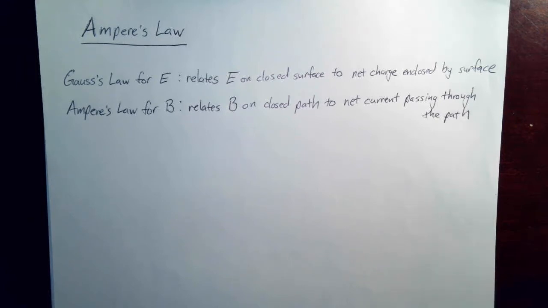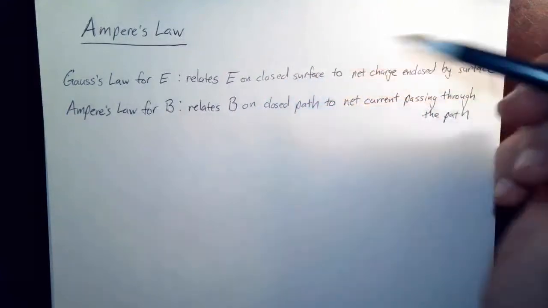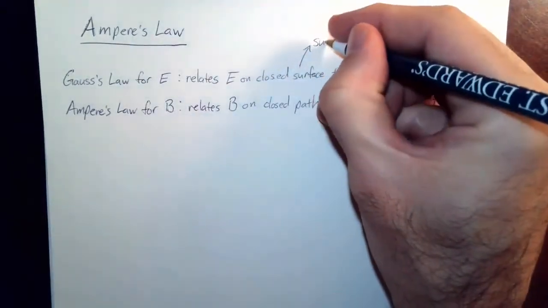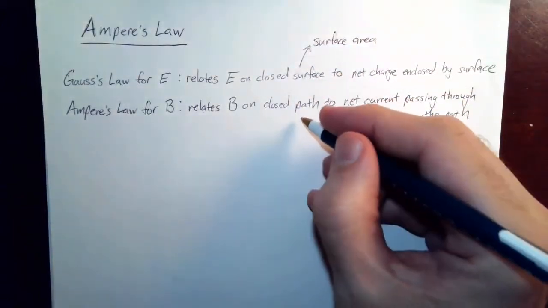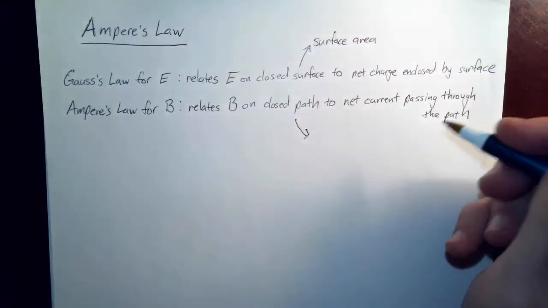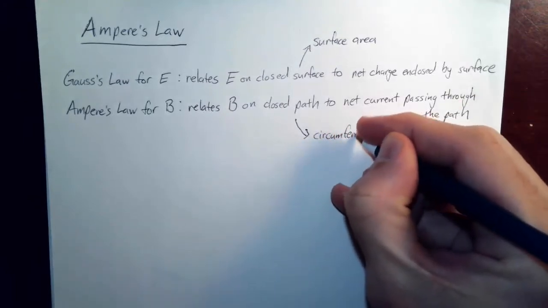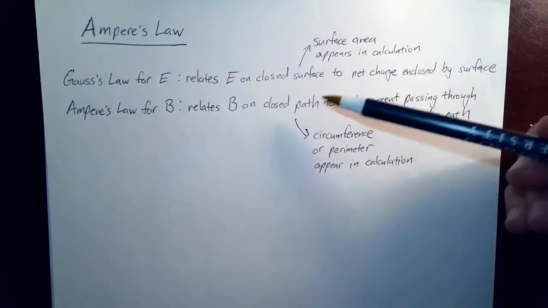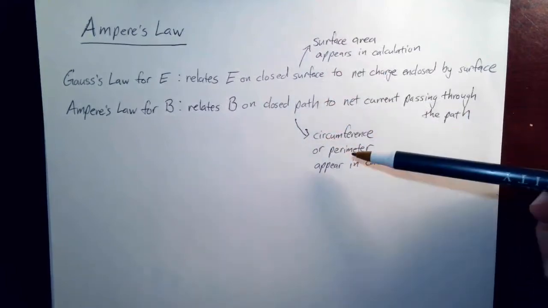One of them that I want to point out right now is that in this one, we're talking about a closed surface. So that's a two-dimensional surface. So when we were doing calculations with Gauss's law, we saw that the surface area would appear in the calculation because we're talking about a surface. Here, now we're talking about a path, which is a one-dimensional line. And so what we'll see is we'll be finding the circumference or the perimeter in our calculations. Okay, so that's a very important difference. It's easy to get the formulas confused as far as surface area versus circumference, so be careful.